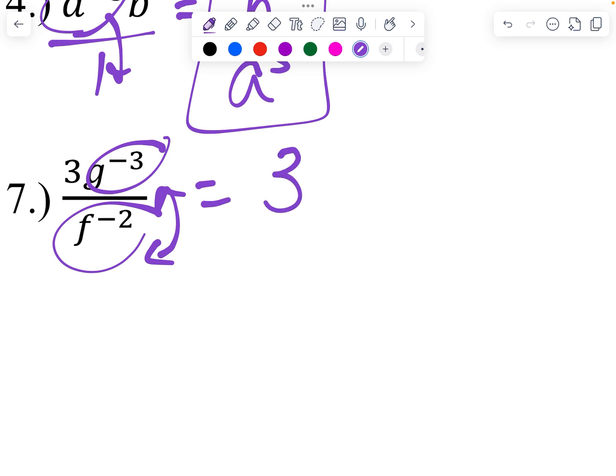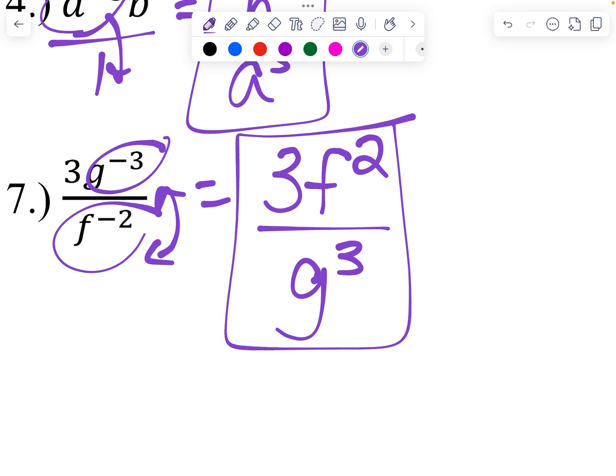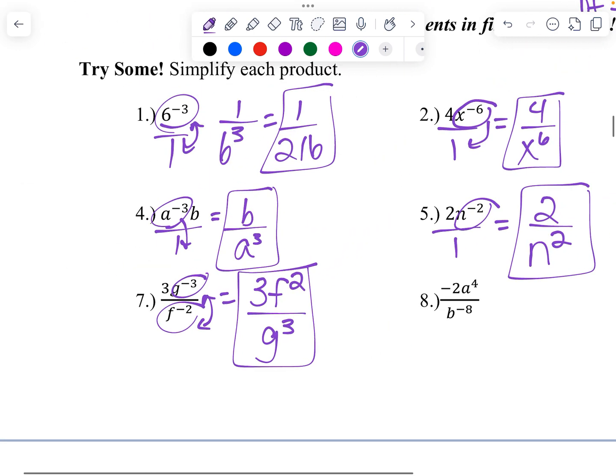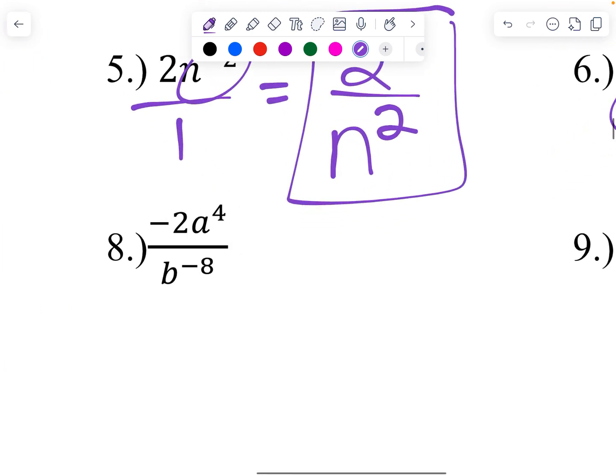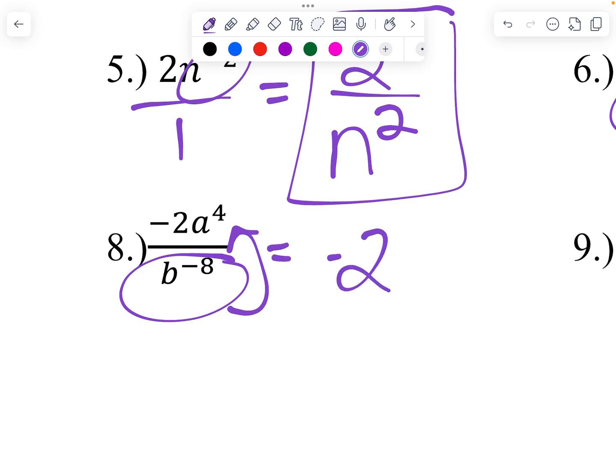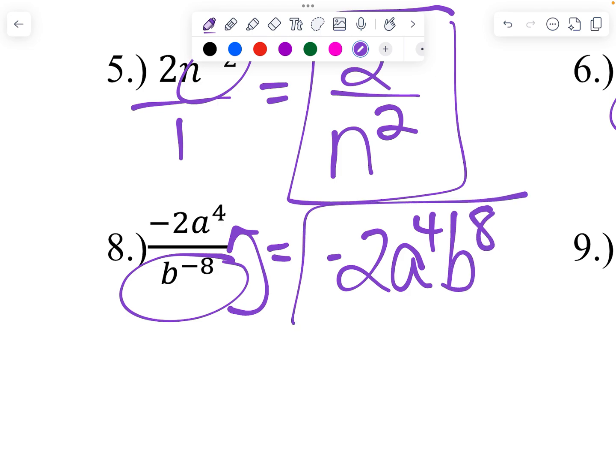Number 7, we have 2 things that have negative exponents. So the 3 is going to stay where it is. The f is going to come on top, f squared, and now g to the third will get put down in the denominator. So only moving what has a negative exponent. Number 8, only have b to the negative 8th power. That's the negative exponent. That negative 2 does not have a negative exponent. So that's going to stay put, and we'll bring the b to the 8th up to the top.